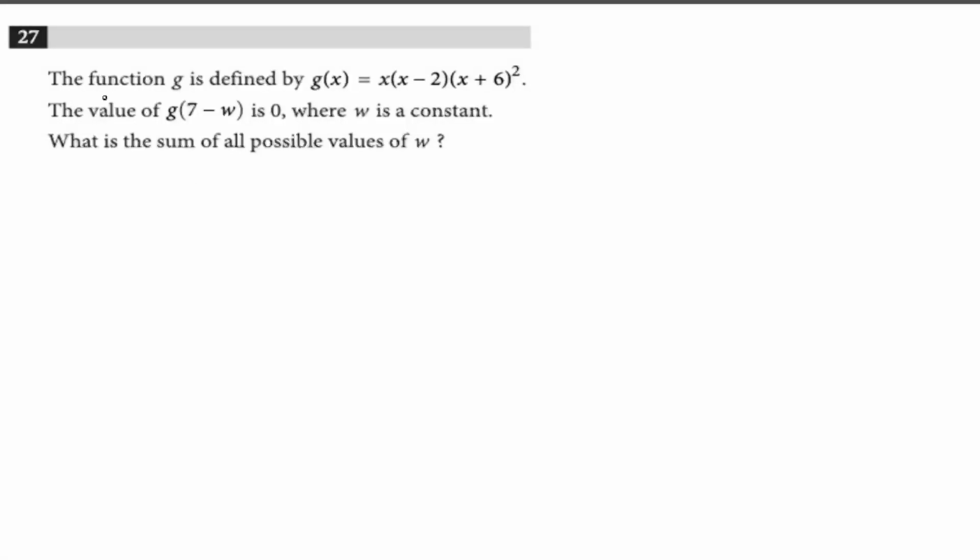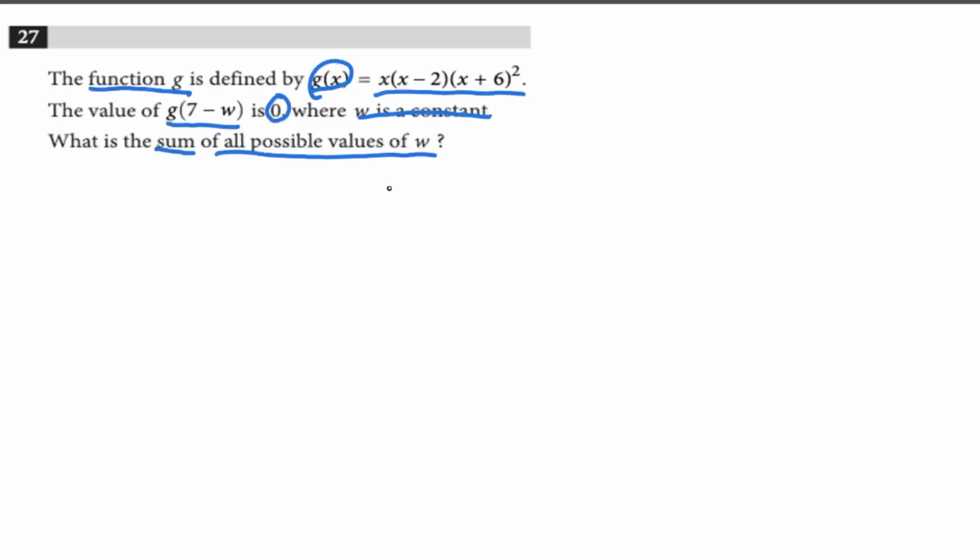All right, so here we're given a function g, and it's defined as g of x equals x times (x minus 2) times (x plus 6) squared. We know the value of g of (7 minus w) is 0, where w is a constant. We want to find the sum of all possible values of w.